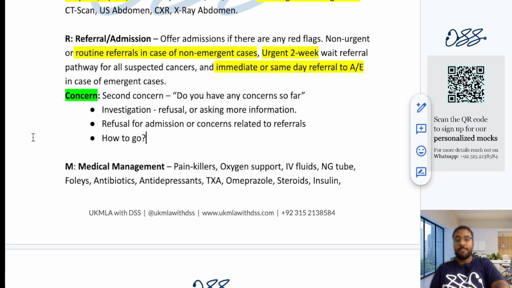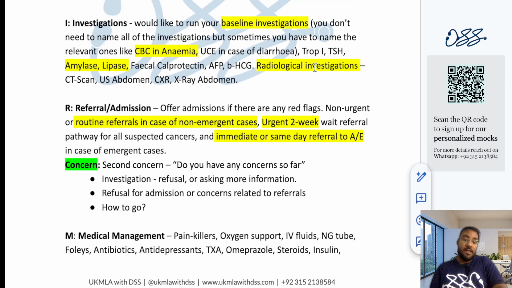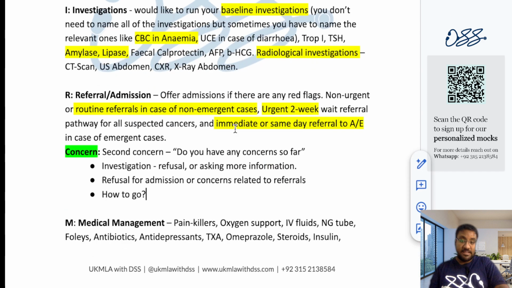All right, then the patient may want to refuse admission, or may have some concerns related to the referral, that doctor, why do I have to wait 2 weeks? Then you would have to slightly explain that for all patients who have a suspected cancer, there is a standard guideline that we follow, that they are to be seen within 2 weeks. Because of the increased load, and since cancer is something that needs to be diagnosed early, we cannot delay your referral.